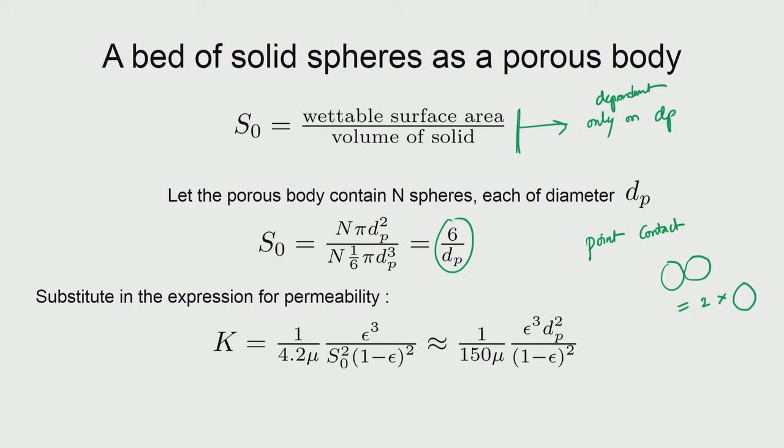So, subject to that, we go ahead and substitute wherever S naught is available, we are actually putting 6 by dP, and then we will see that the K expression would have 4.2 into S naught square, and that is approximately 150. So, which means that we now have an expression also where the porous body is made up of uniform spheres of same diameter dP. Okay, so the K, that is permeability coefficient, is now available for us as an analytical expression with epsilon and dP that are there.